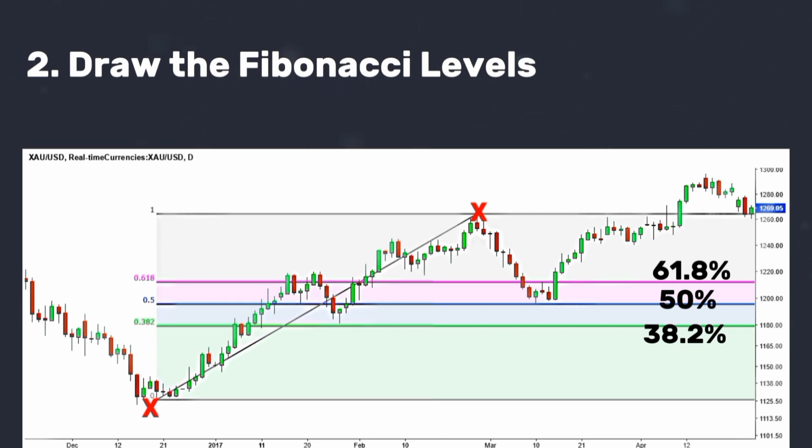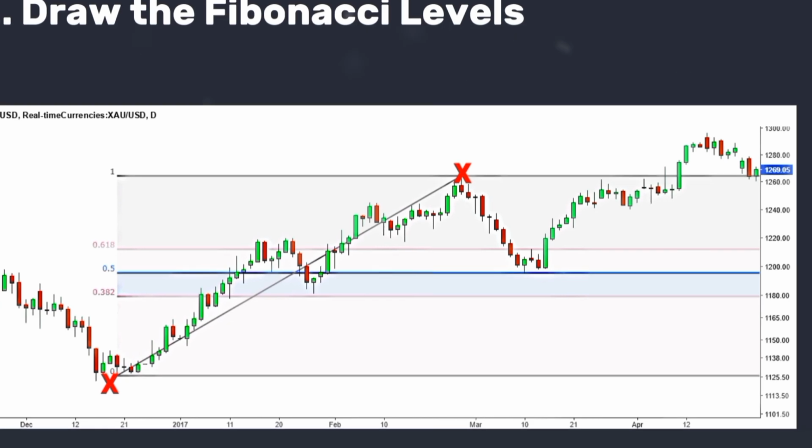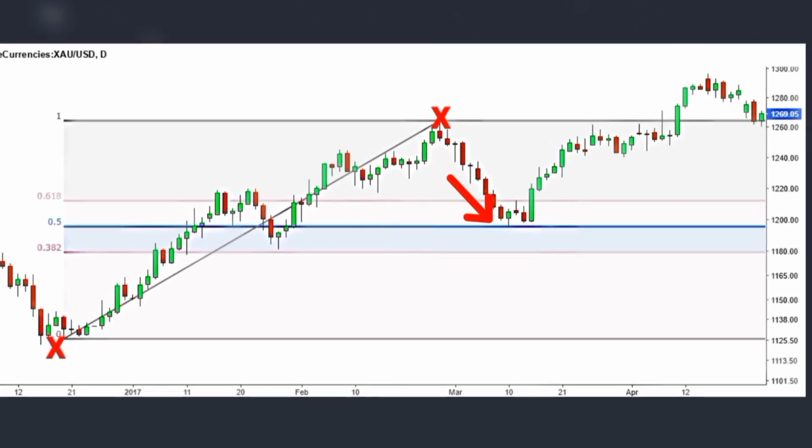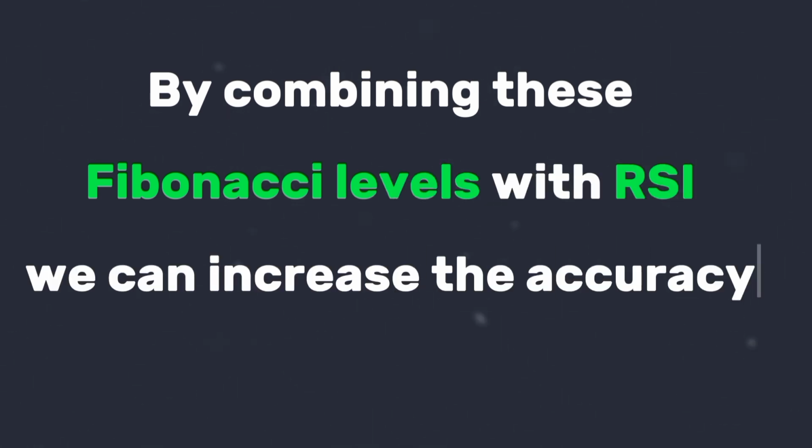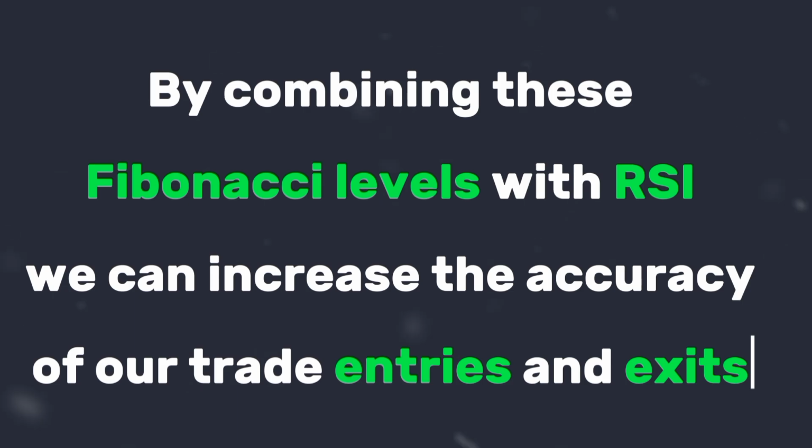These act as strong support in an uptrend and resistance in a downtrend, meaning price is more likely to react at these levels. As you can see in this chart, the price retracement has ended at the 50% level and then continued its main uptrend. By combining these Fibonacci levels with RSI, we can increase the accuracy of our trade entries and exits.